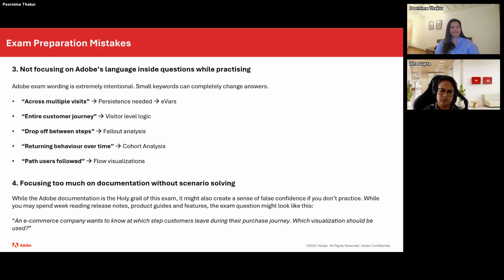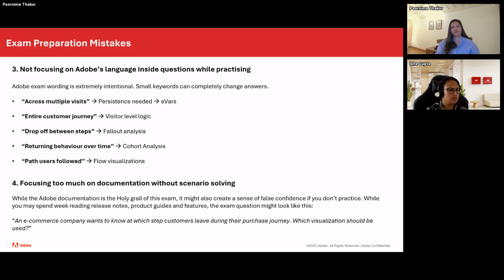For example, if they say across multiple visits, clearly we know that persistence is needed. We're talking about eVars. We are talking about visitors, right? We are not talking about a single session or a hit. We are talking across multiple hits. So we are talking about one complete visitor container journey or persistence, which means we're talking about eVars.